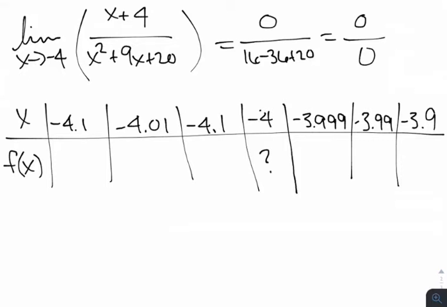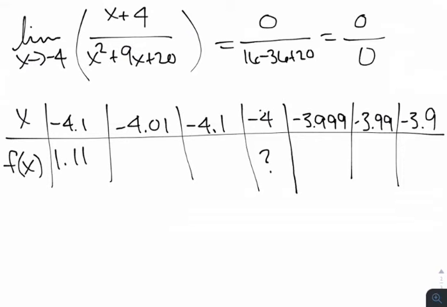So what are we going to do to actually plug in the numbers? We need to plug in for every x that we see on the table into the actual equation x plus 4 over x squared plus 9x plus 20. So we need to do -4.1 plus 4, and that comes out to -0.1. Divide that by -4.1 squared plus 9 times -4.1 plus 20. That comes out to be 1.11.